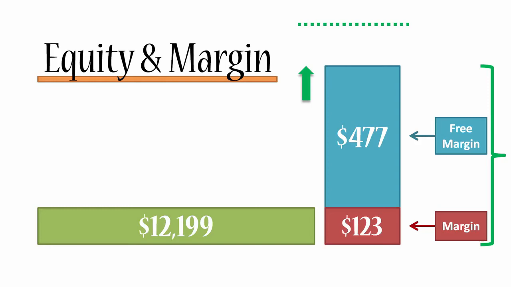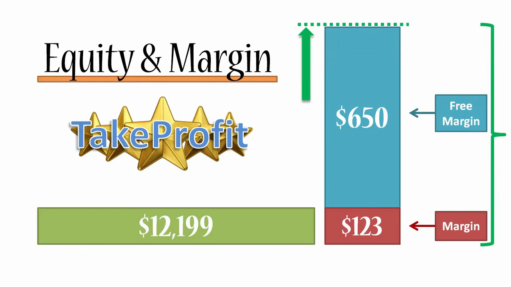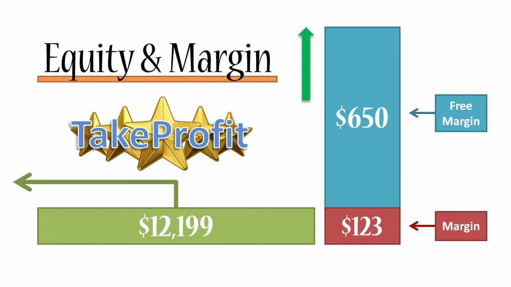So your free margin is increasing, your equity is increasing, and the market keeps moving in your favor, and it hits your take profit. Hooray, your free margin has increased, your equity has increased. At the same time, you can see that the margin is still the same, still $123, and the amount of money that you borrowed from the broker hasn't changed. It's still $12,199.